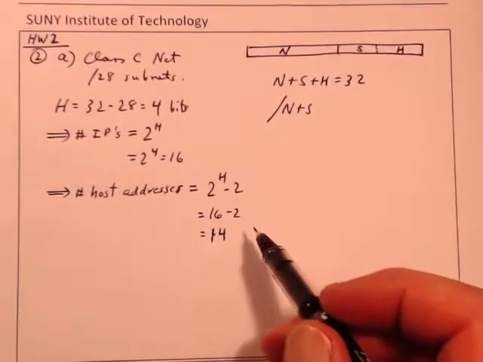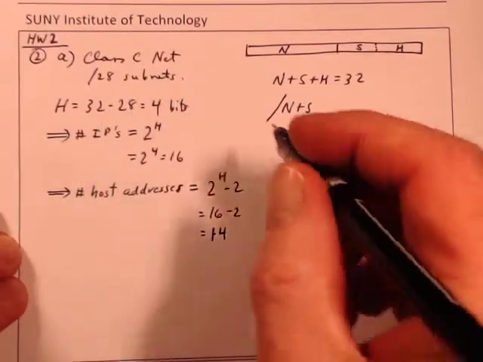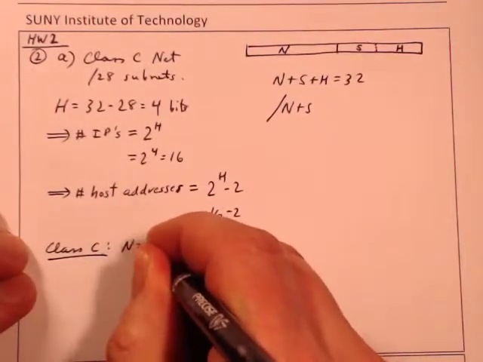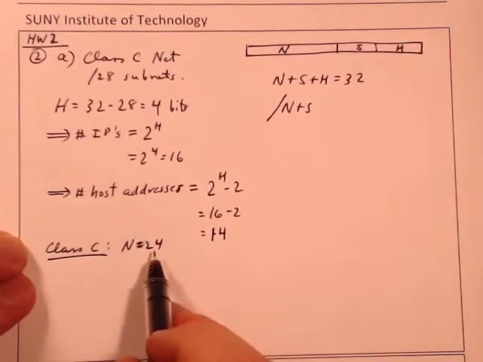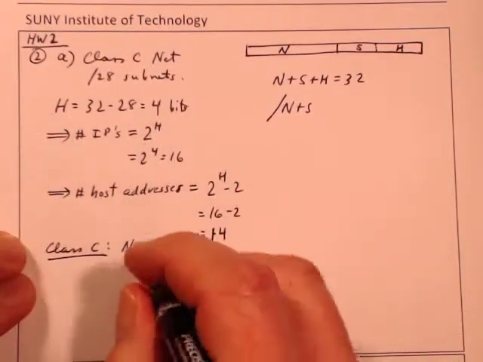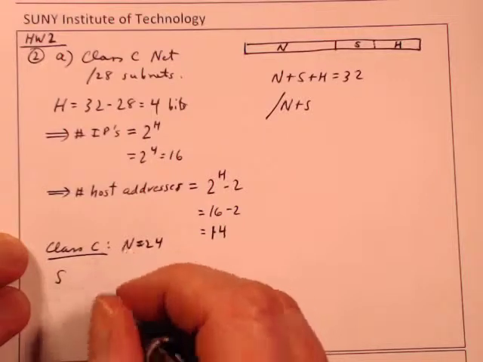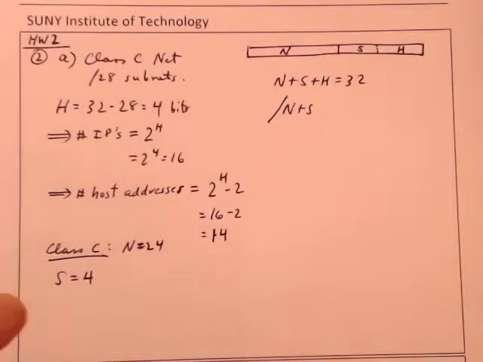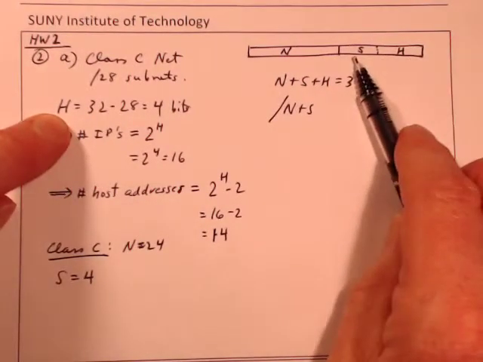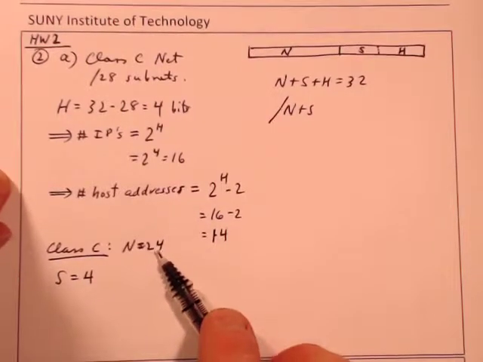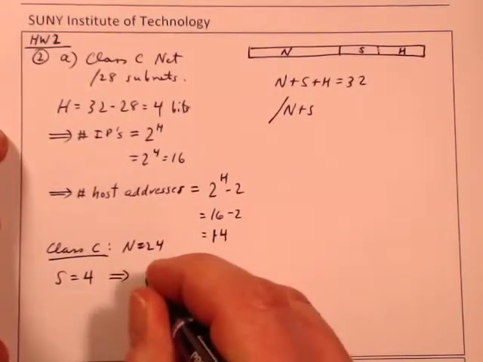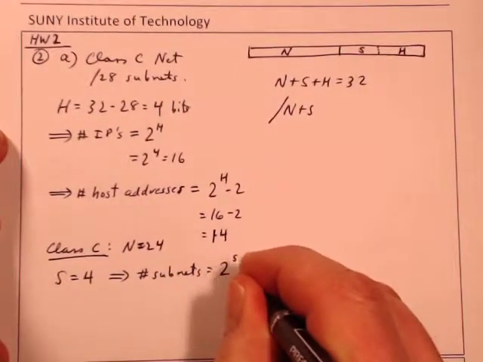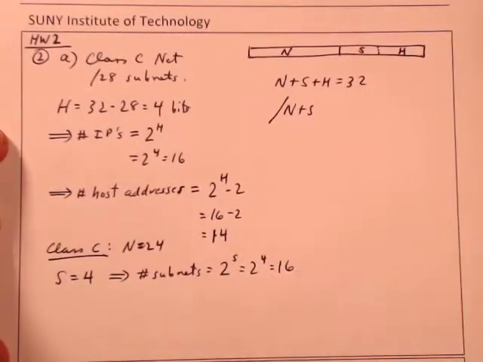How many subnets are there? We started with a class C, so n was 24. When n is 24, we have h is 4, then s is 4, right? s plus h has to equal 8, because n is 24. So s is 4, and that means the number of subnets is equal to 2 to the s, which is 2 to the 4th, which is 16.